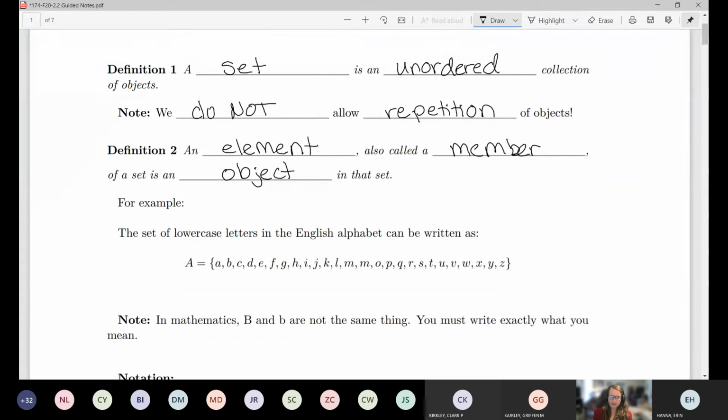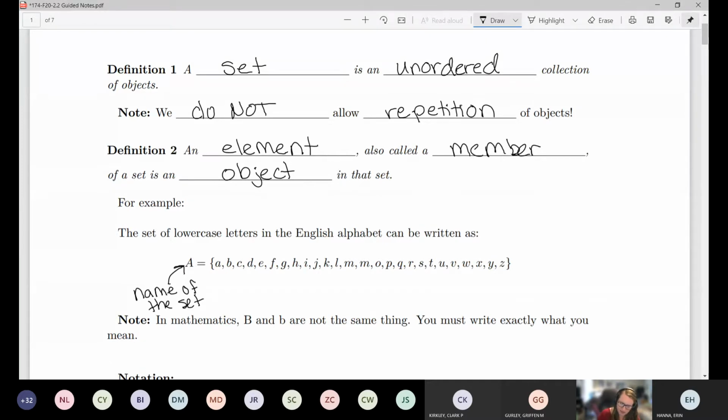So for example, I could say consider the set of all lowercase letters in the English alphabet. And of course we could write them out as A, B, and so on. So there's our lowercase alphabet for English. If I were to write this out, this right here is going to be the name of the set. So I could also refer to this set as A, and then I would just start calling it set A.